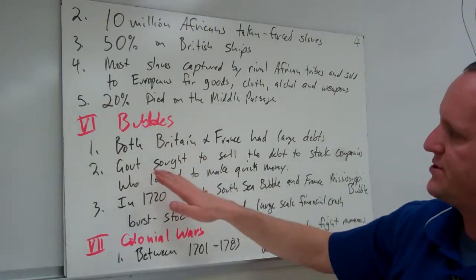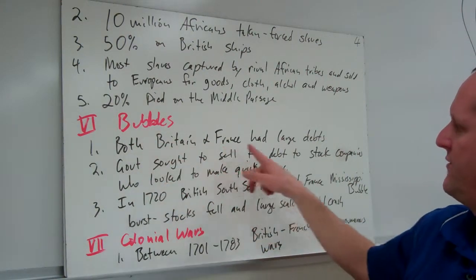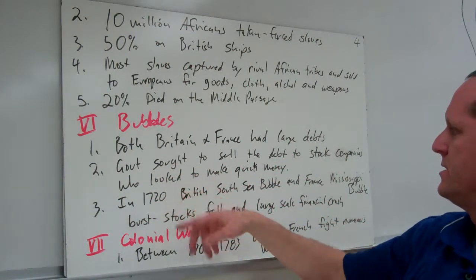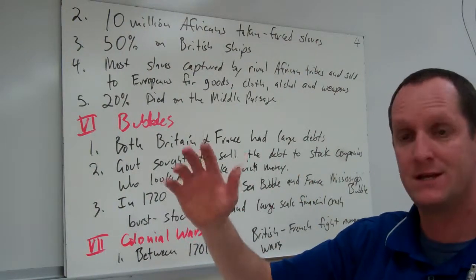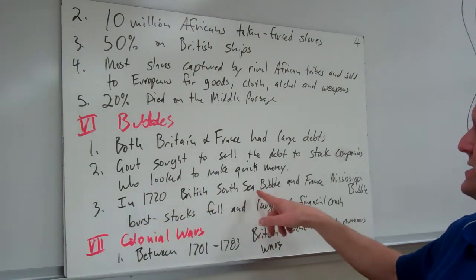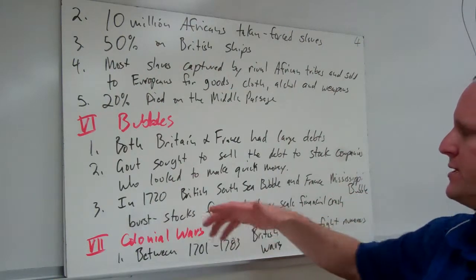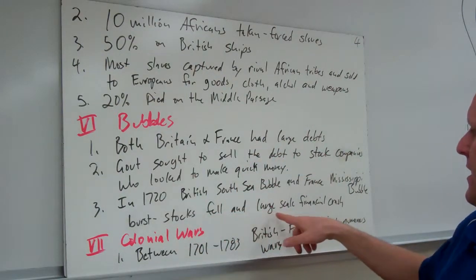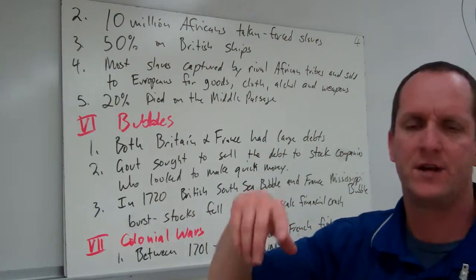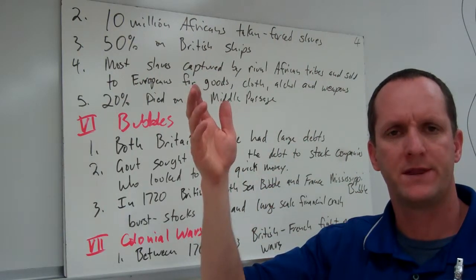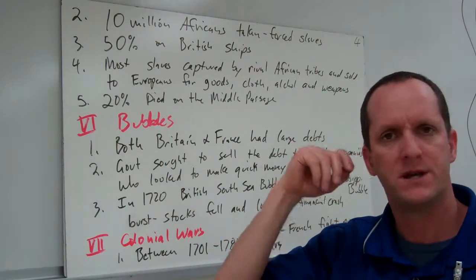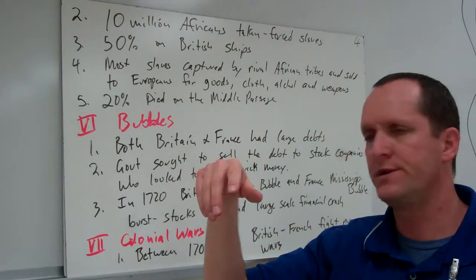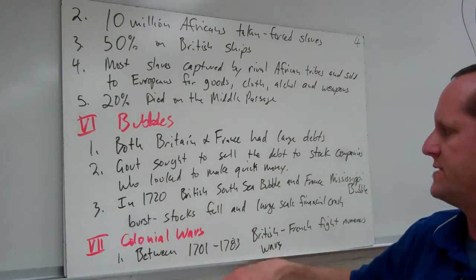Now, there were some financial difficulties during this time, some bubbles. Both Britain and France had large debts. Government sought to sell the debt to stock companies who looked to make some quick money. Now, this didn't work. In 1720, the British South Sea Bubble and France's Mississippi Bubble, both stock trading companies, burst. Stocks dropped and fell, and there was a large-scale financial crash. So when you think about the stock market crash in the late 1920s, 1930s, and the depression that took place, well, this was taking place back in 1720.